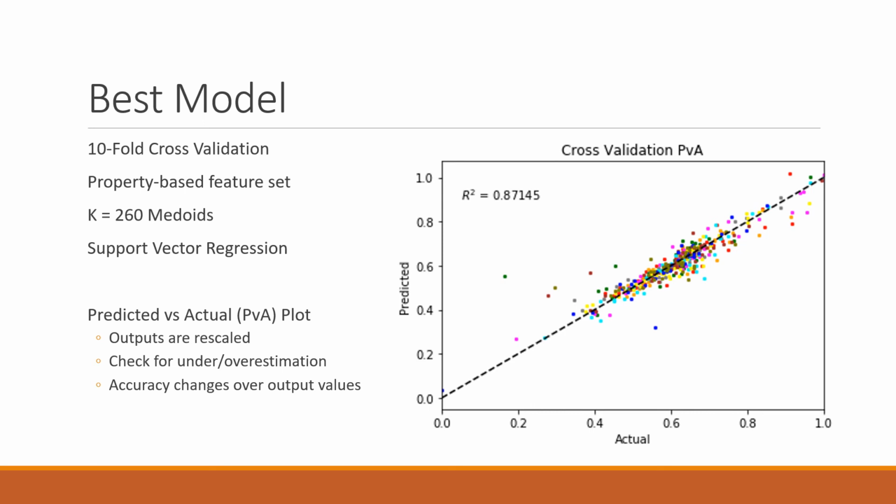Each of the colors represents one of the folds. PVA plots plot model predictions against the true values. This can be used to check for under or overestimation, as well as how the accuracy changes over the output values. For example, it appears that this model has more trouble predicting SFE for lower values.